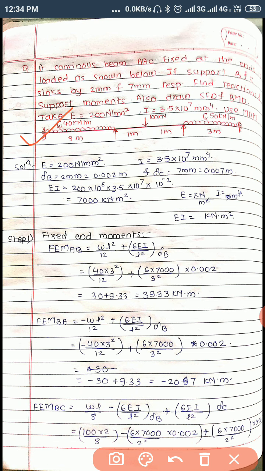Because of overload or because of poor quality of materials, the supports, that is the columns, sink with some minor amount of settlement. We have seen this part in our geotechnical engineering. This is the given beam, span AB, and it gets settled. The settlement is 2 mm for support B and 7 mm for support C. So the supports are getting sunk.